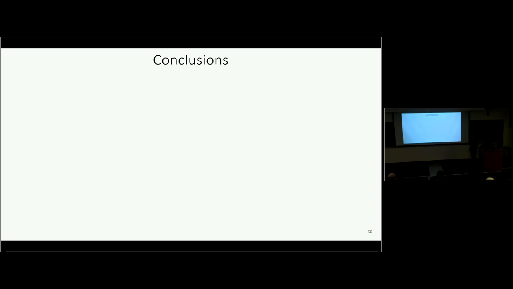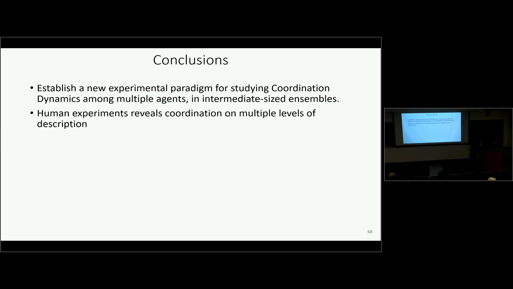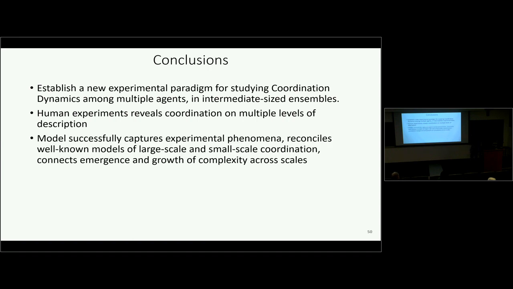So to conclude, I showed you a new experimental paradigm for studying coordination dynamics among multiple agents, where I can manipulate their frequencies and can manipulate their coupling. And this experiment revealed the coordination patterns among multiple spatial temporal scales, and I was able to capture them with a theoretical model. And this model happens to connect to important theories of large-scale and small-scale coordination dynamics.